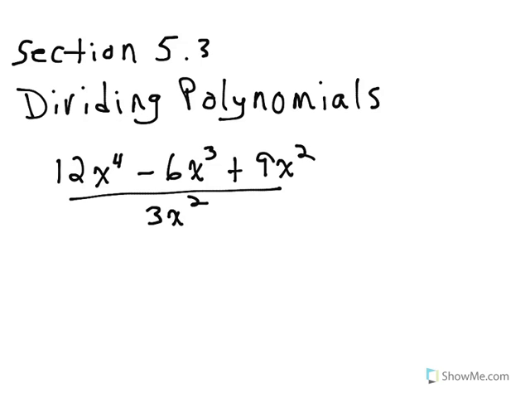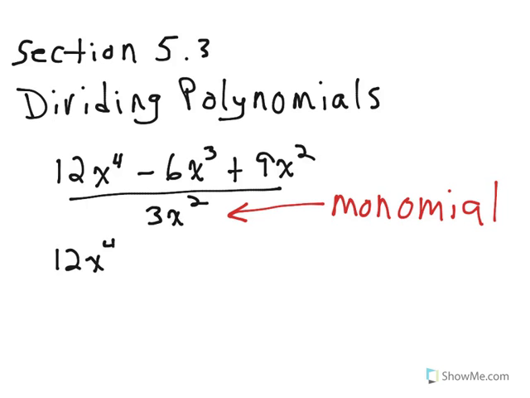Section 5.3, Dividing Polynomials. When we divide polynomials by a monomial, we can separate the polynomial into individual fractions, each containing that same denominator of 3x squared, and then reduce each fraction.